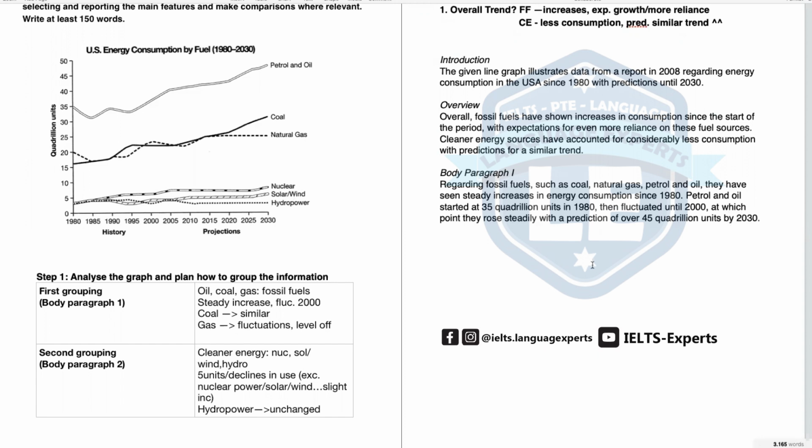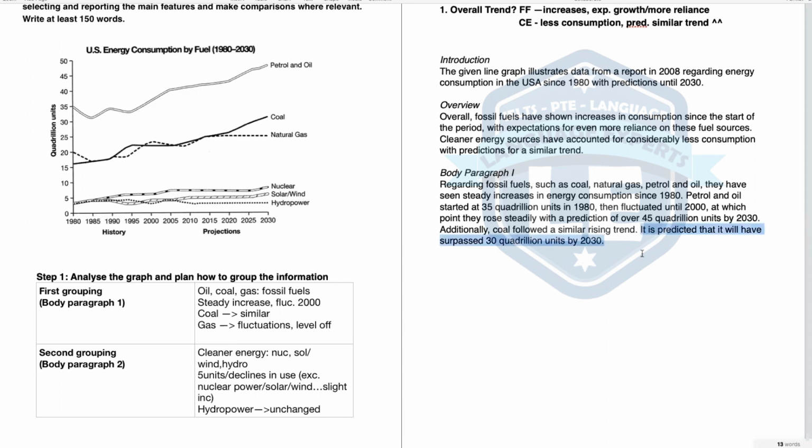So now I'm going to talk about coal. So I'll say additionally, coal followed a similar rising trend, which is what we have here in our notes. And then about that rising trend, I'll talk about the prediction, and I'll say it is predicted that it will have surpassed 30 quadrillion units by 2030. Now, this is a really important sentence, which we will talk about at the end when I go over the language used. But you see that we're talking about the future and something that will have happened by that date.